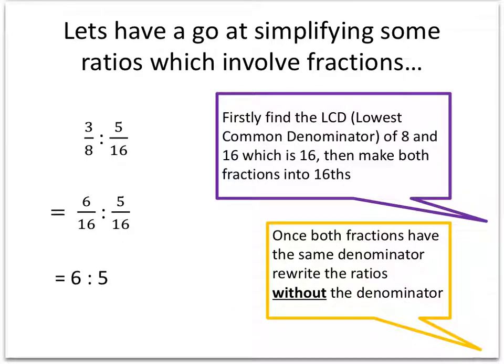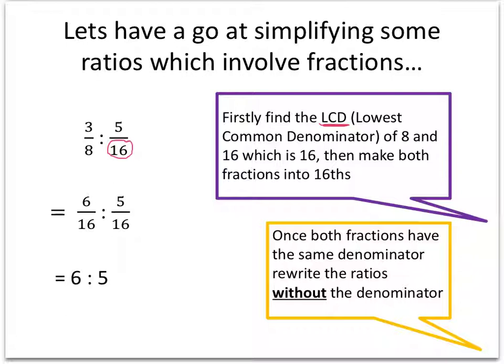So let's have a go at simplifying some ratios which involve fractions. Here we go with our first example. So we have the ratio of 3/8 to 5/16. Our first step needs to be to find a common denominator for both fractions. Remember that we're always looking for the lowest common denominator. So we're trying to find the lowest common multiple of 8 and 16, which is 16.